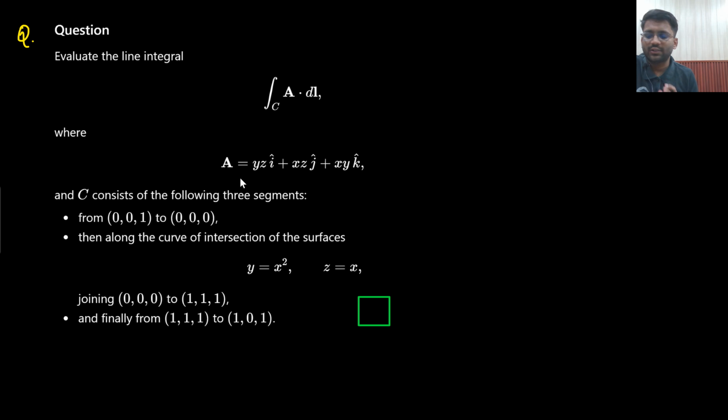Let's go to the next question. Try solving it on your own. If you just have some patience, you will surely be able to solve it. Same kind of question is there. You are moving from 0,0,1 to 0,0,0, then from 0,0,1 to 1,1,1.